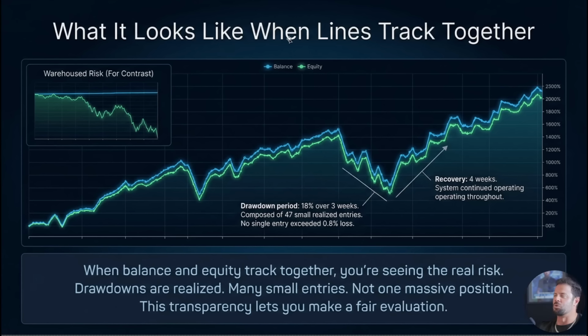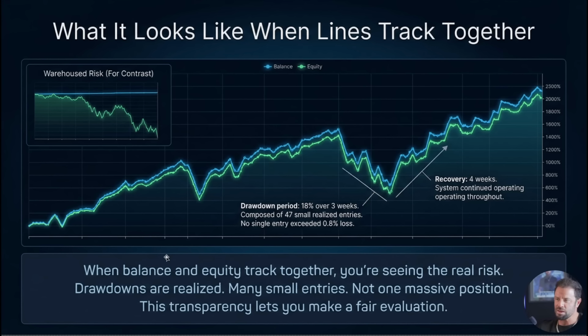What does it look like when the lines track together? Okay, that's a system that's realizing its losses, that is not exposing you and not hiding risk. So the warehousing of risk is not there when the balance and equity curves are very much in line. Okay, and this one's funny because it's not a completely accurate diagram. The balance and equity curve should eventually come back very often and meet, right, when we don't have an open position. This chart actually shows that there's an open position the entire time, which is not exactly accurate, but you get the point. We wanted to show you that when they track closely together, that's what you're looking for.